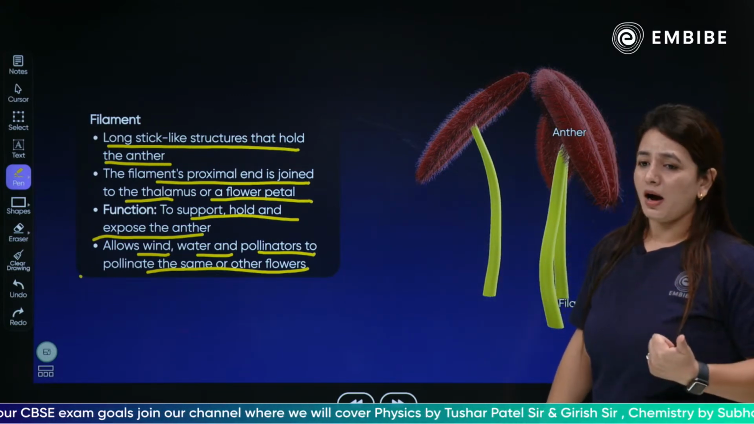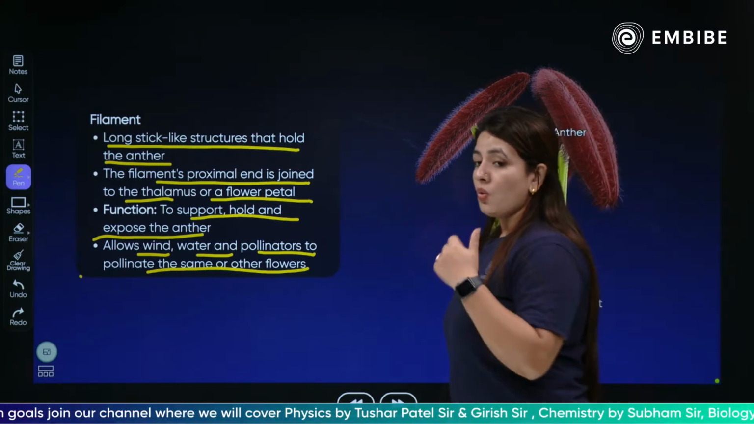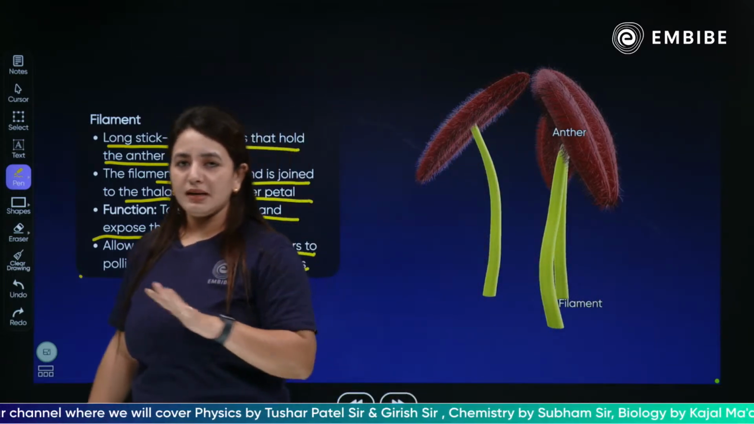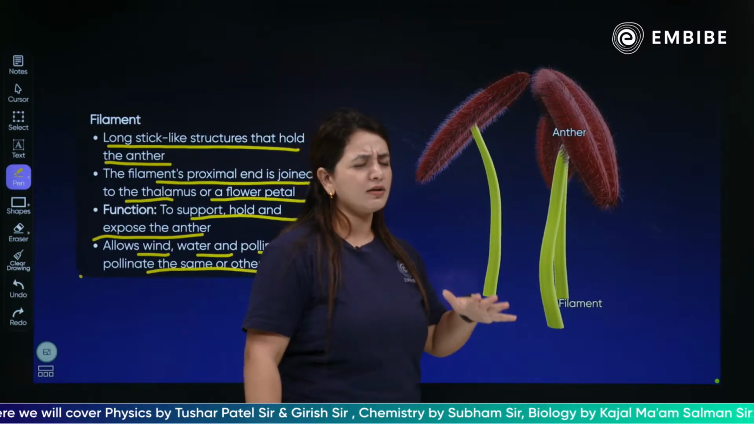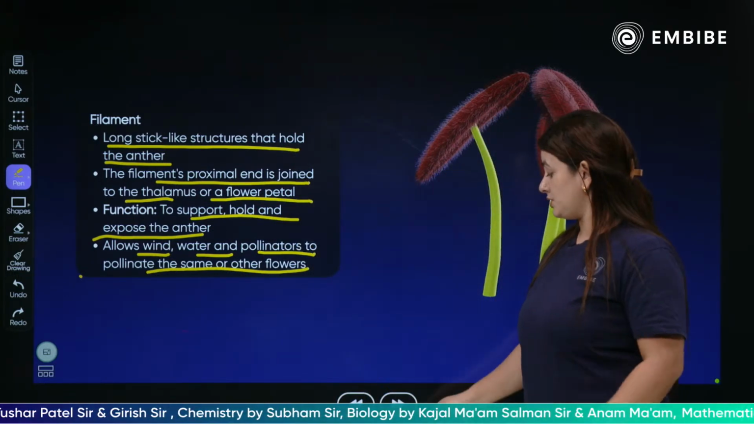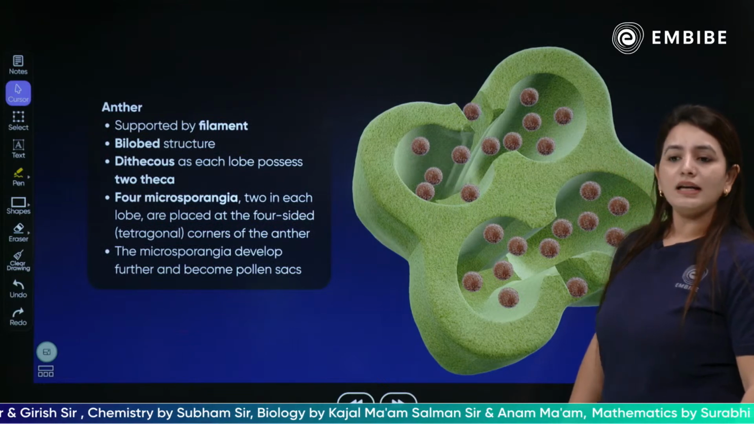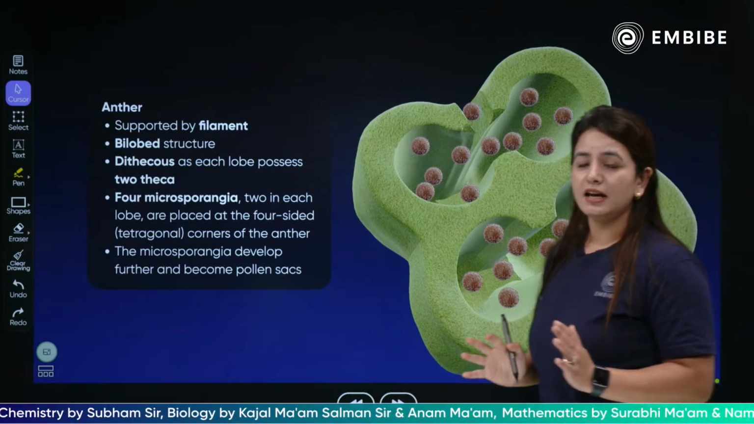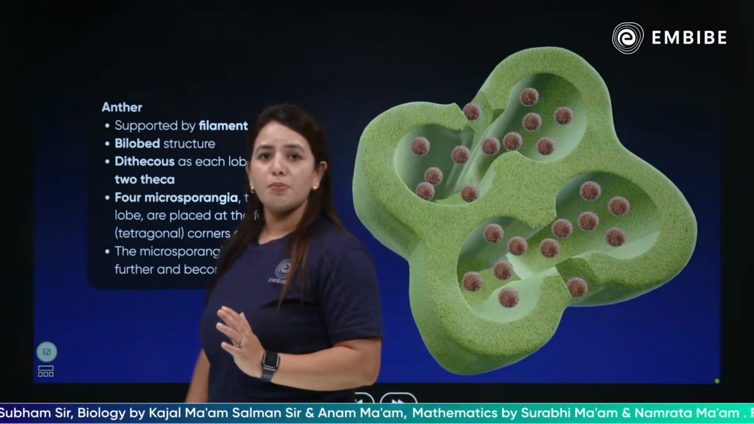Talking about the other part of the stamen, which is the anther. The filament is clear, it's easy. This has nothing very conceptual over it. But yes, we have the other part, which is the anther. What is the anther? Children, please listen very carefully. This is very important.